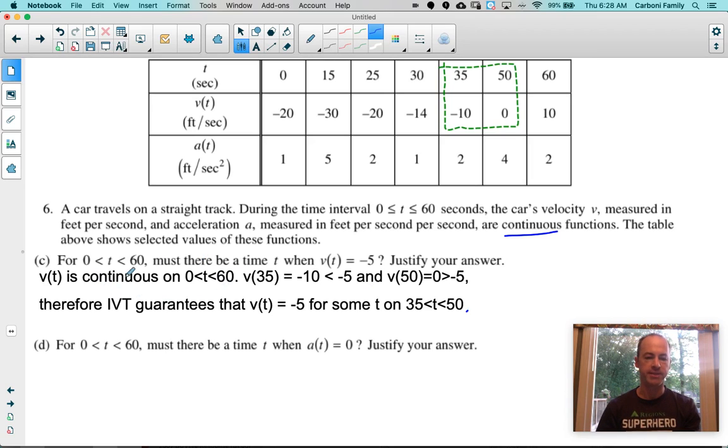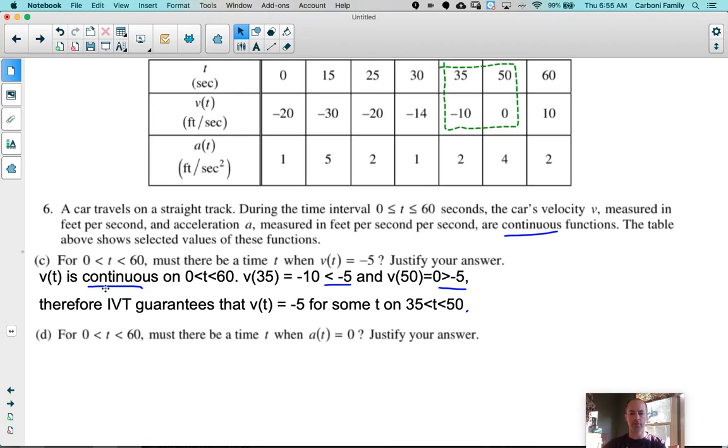So velocity is continuous. We want to reestablish conditions for the theorem. I established that the velocity is less than -5 at one point and greater than -5 at the other. Therefore, the intermediate value theorem guarantees that velocity equals -5 somewhere on that interval.